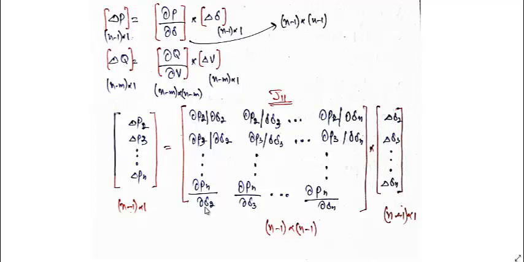This is delta Pn by delta delta 2, delta Pn by delta delta 3, derivative of delta Pn by delta delta n. So this is our first matrix equation. You can see delta P is equal to J11 into delta delta, and we now know the order of all the matrices which are in the equation.